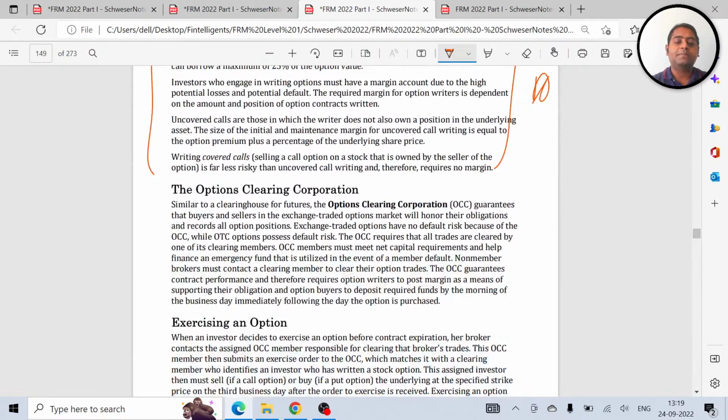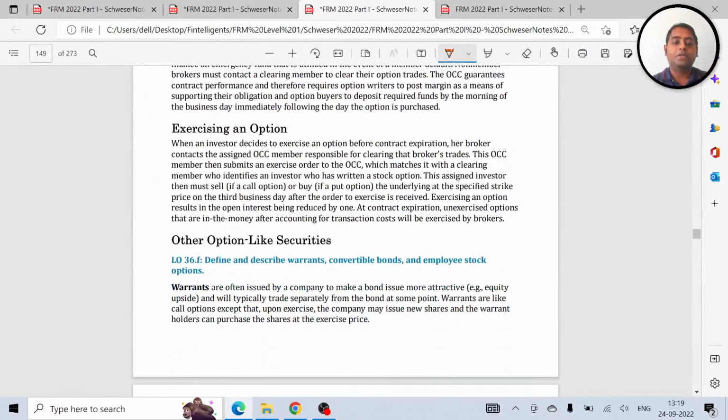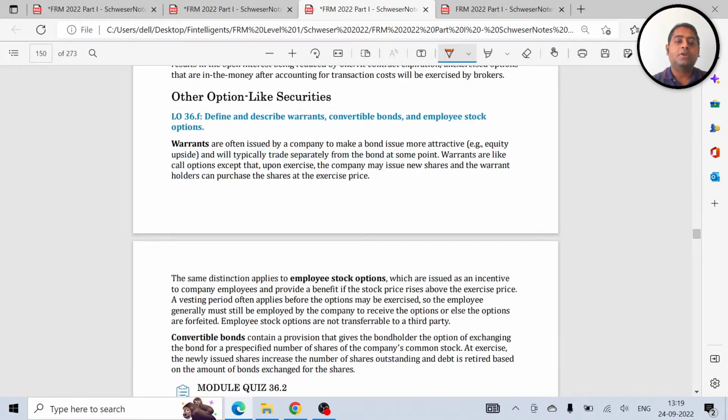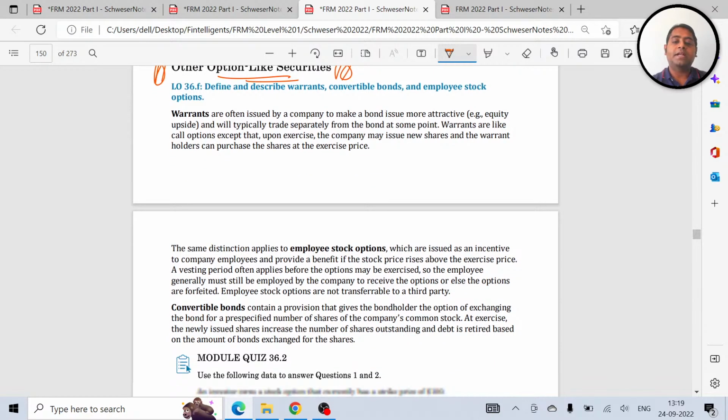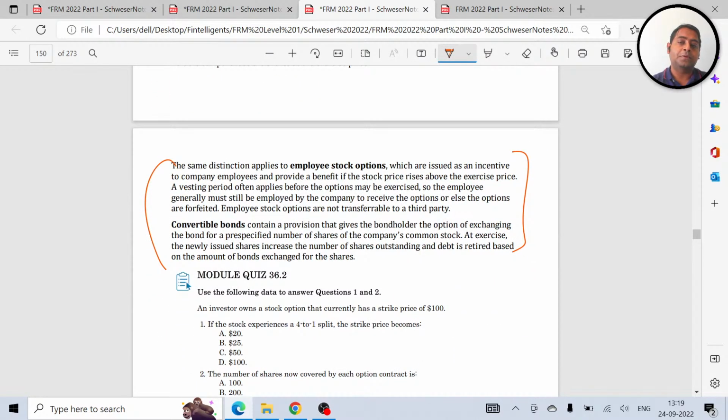Okay, from the exam perspective, exercising an option is okay. Yes. What are the differences between an option and other securities like stock? Marking that as star. From the understanding perspective, they can ask you questions over here.